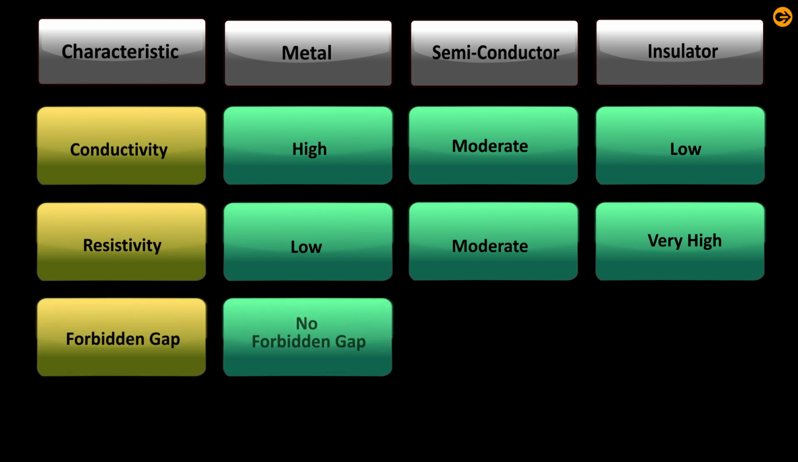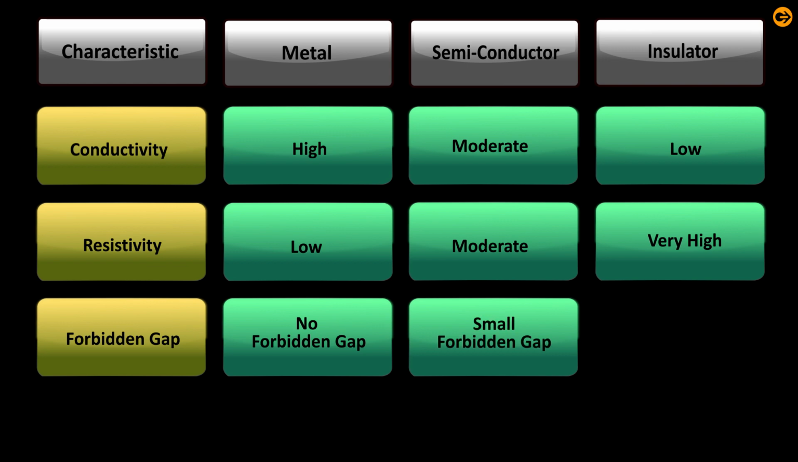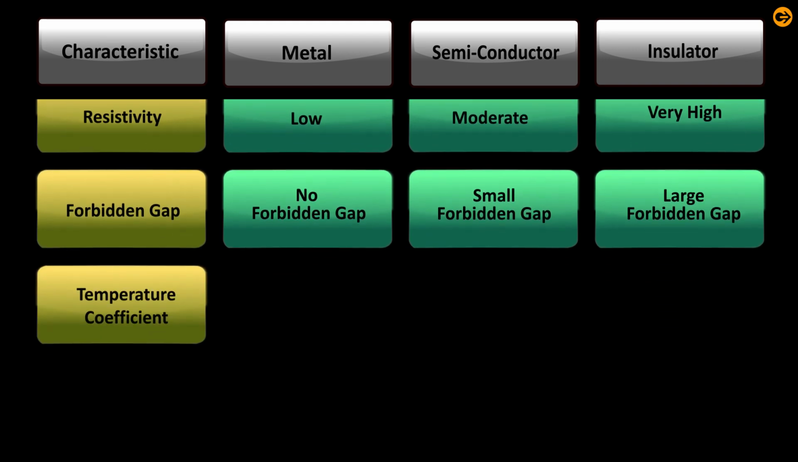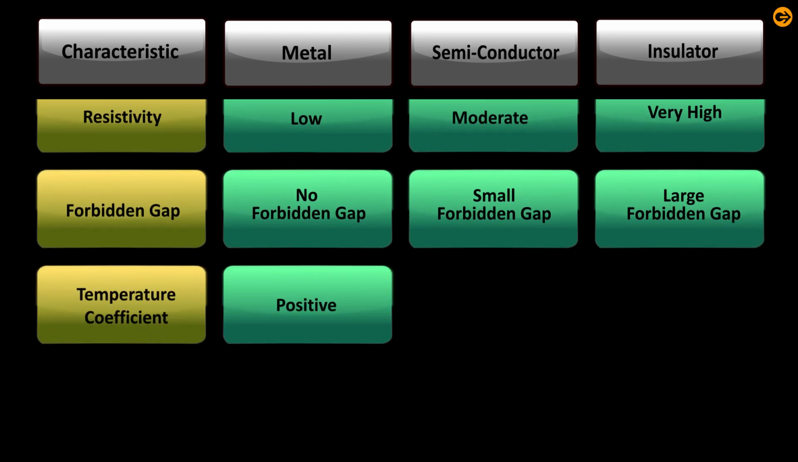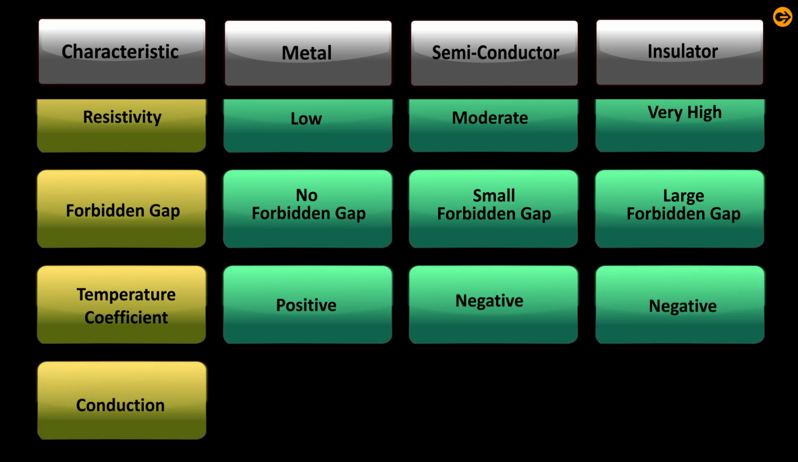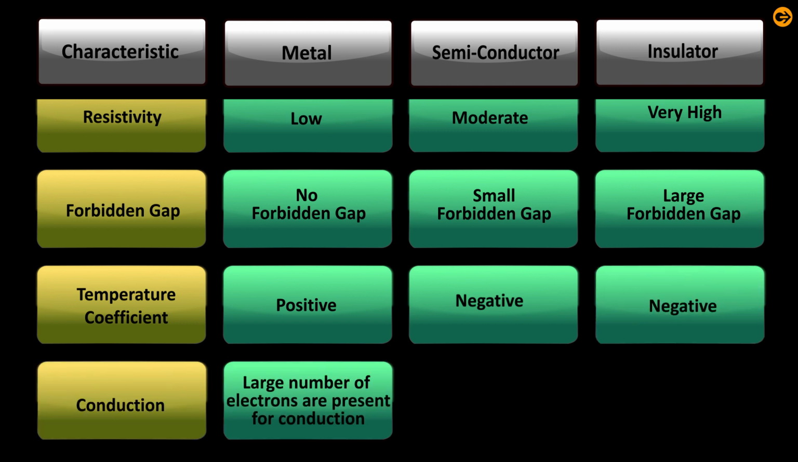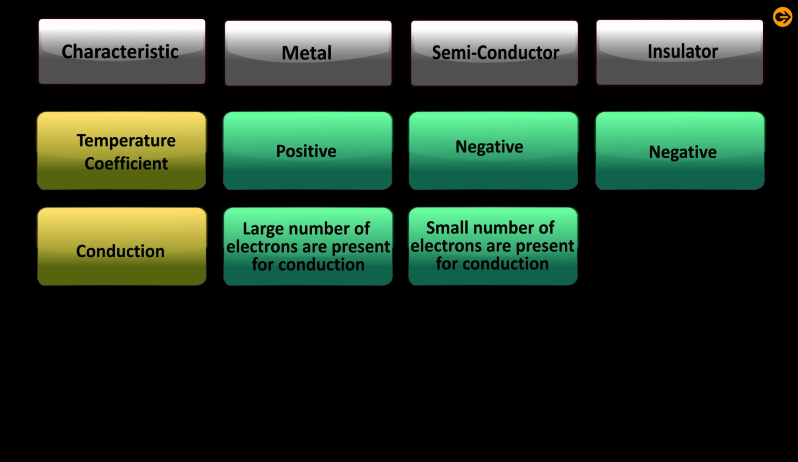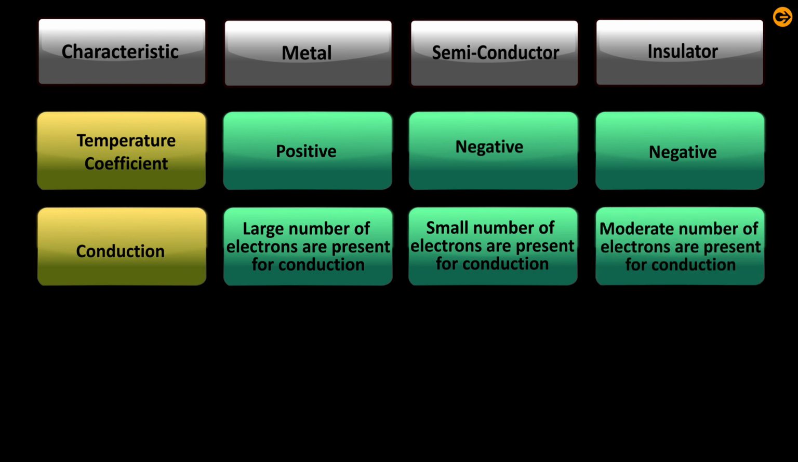There is no forbidden gap in case of metal. In case of semiconductor, there is a small forbidden gap, and in case of insulator, there is large forbidden gap. Temperature coefficient for metal is positive. For semiconductor, it is negative, and for insulator, it is negative. Now, the large number of electrons are present for conduction in case of metal. Small number of electrons are present for conduction in case of semiconductor, and moderate number of electrons are present for conduction in insulator.